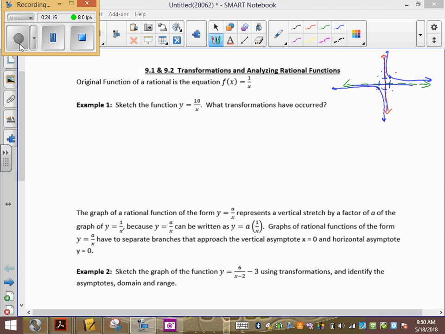We agree? So your basic asymptotes on this graph: you have a horizontal asymptote on the x-axis, so the equation is y equals 0. And you have a vertical asymptote on the y-axis, which is the equation x equals 0. We agree? So what happens, keep your 1 over x in your calculator, and then in y2, put in 10 over x.